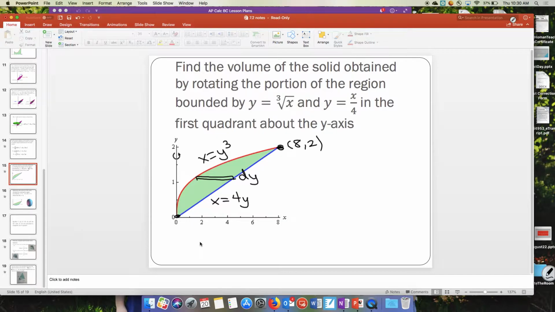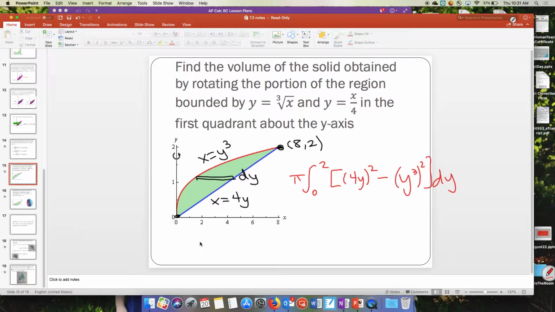Okay. So now we're going to set up our integral. Since we're going with respect to y, we need to go from 0 to 2 because those are where our y boundaries are. Pi r squared h, so we have to subtract our radii squares. So which curve is the furthest from the y-axis? 4y. Okay. So 4y is our large radius minus the curve closest to our axis of rotation, which would be y cubed.